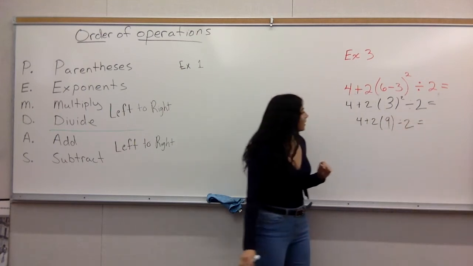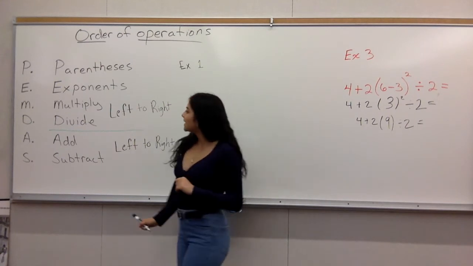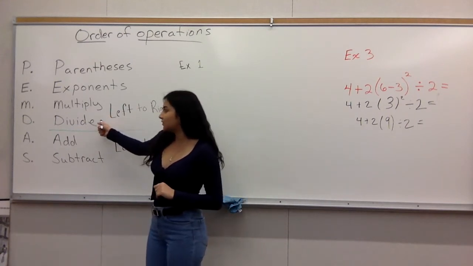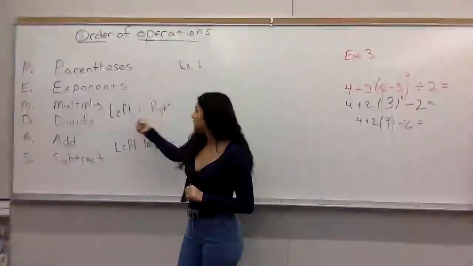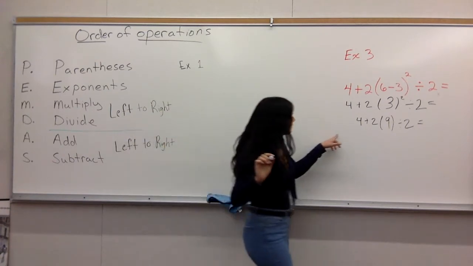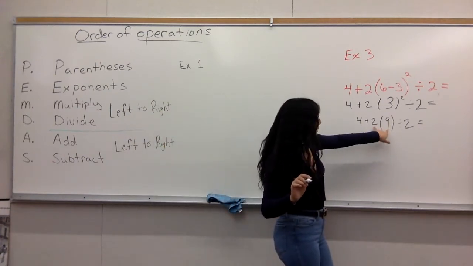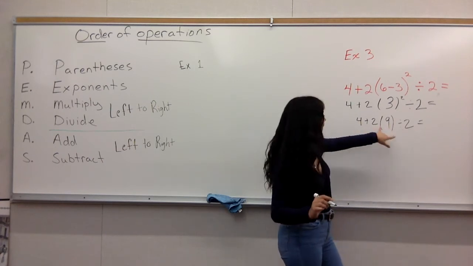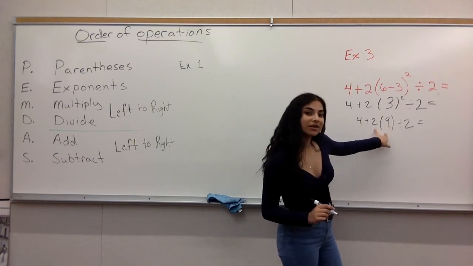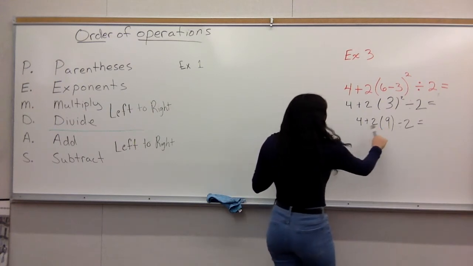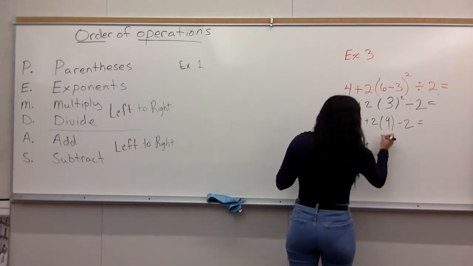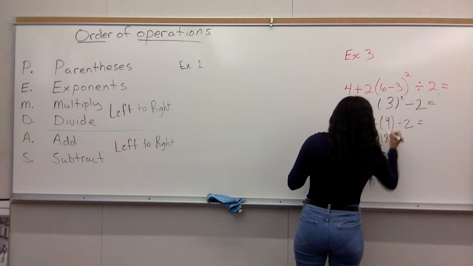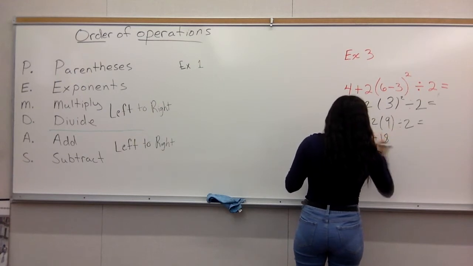Okay, so now what's next? Multiplication and division, whichever one comes first from left to right. So we look to see what comes first. We have multiplication here and division here, but which one comes first from left to right? The multiplication, so that is what we're going to do first. 2 times 9 is 18. Again, rewrite.